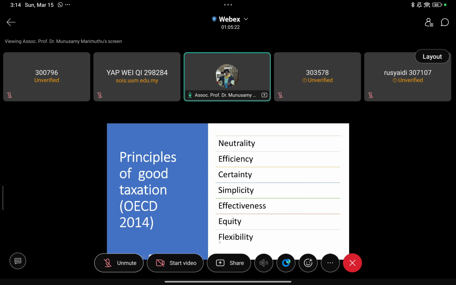Flexible. You cannot use the same method for every year, for every century. There must be changes. That's why we have SST, change to GST, now come back to SST. Or like last time, manually fill up the form. Now we have e-filing. So all these are flexible. It means that you have to change according to the rules.